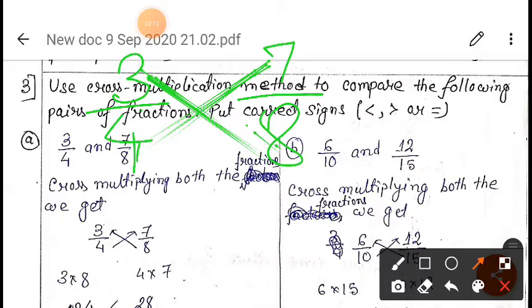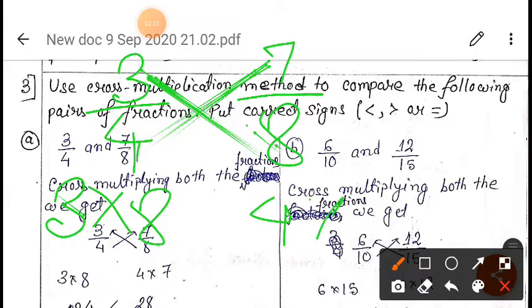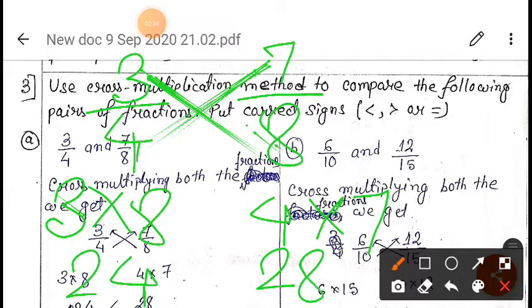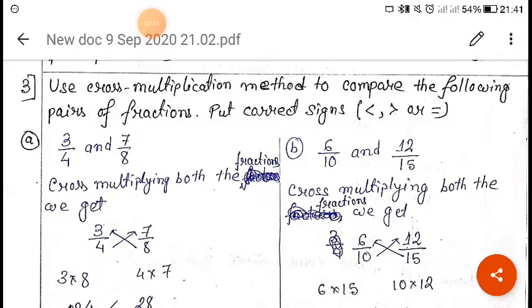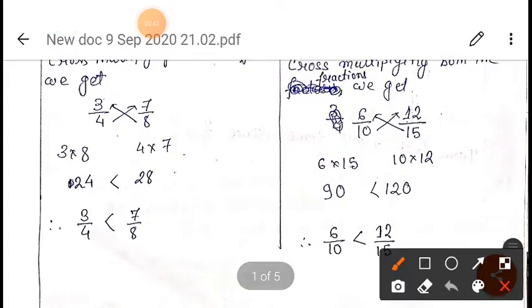So we can write 3 into 8 and 4 into 7. 3 eights are 24, and 4 into 7 is 28. So here 24, here 28. Which one is bigger? This one is bigger, which means 7 by 8 is bigger. I hope you have understood this.